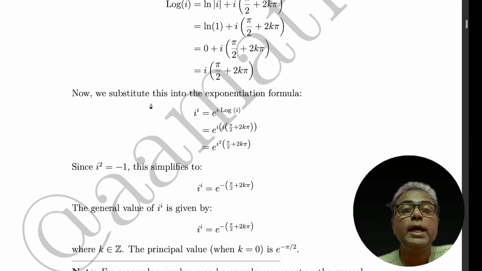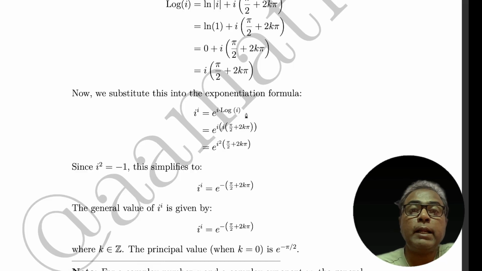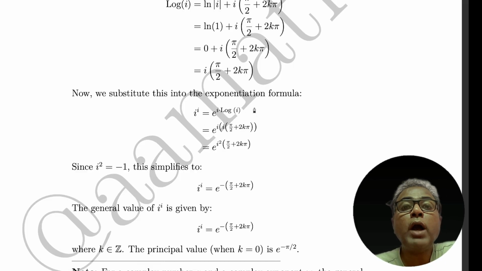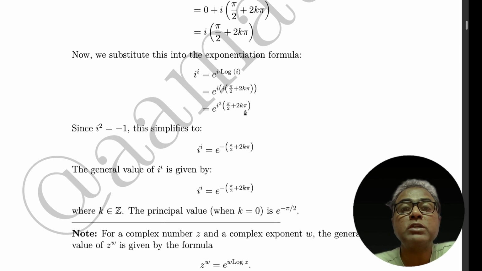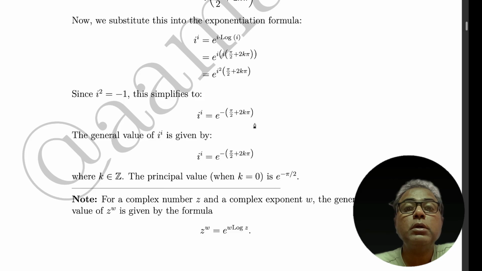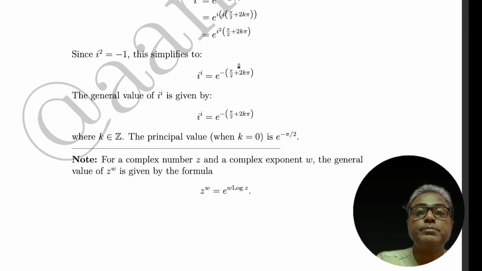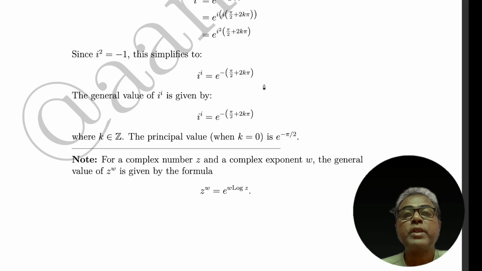Now we substitute this into the exponential formula. i to the power i equals e to the power i into Log i, starting with a capital L, the general valued logarithm of the complex number i. So put this value, and we get e to the power i square bracket pi by 2 plus twice k pi, where i square is minus 1. So the general value is e to the power minus bracket pi by 2 plus twice k pi, where k belongs to the set of all integers Z.